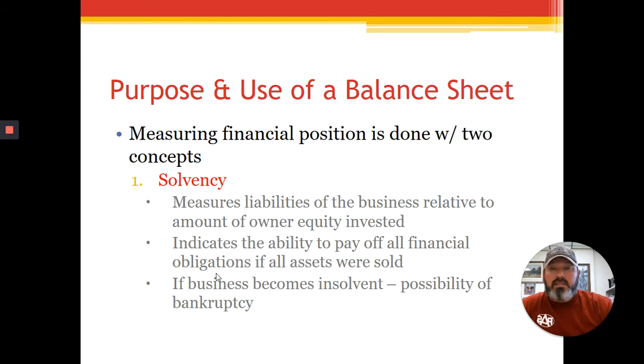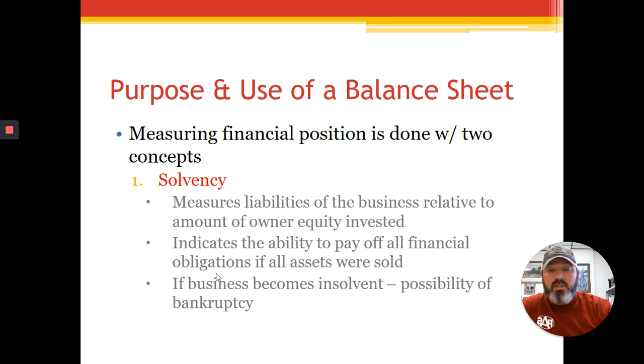So how do we utilize these kinds of things? We're going to get to some really critical terms here and some metrics that are important about balance sheets. Again, we're going to measure your financial position with two different concepts. Number one is solvency. We're measuring the liabilities of the business relative to the amount of owner equity invested. It indicates your ability to pay off all financial obligations if all of the assets had to be sold. Do you have enough money in the bank or enough value in your assets to meet all your financial obligations? If you do, then your business is solvent. If you don't, you're at risk for bankruptcy, and we would categorize your business as insolvent.